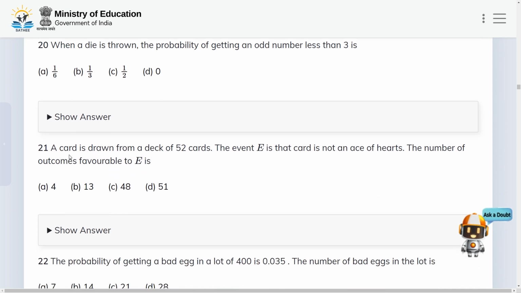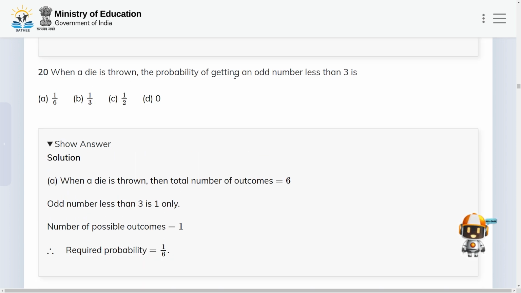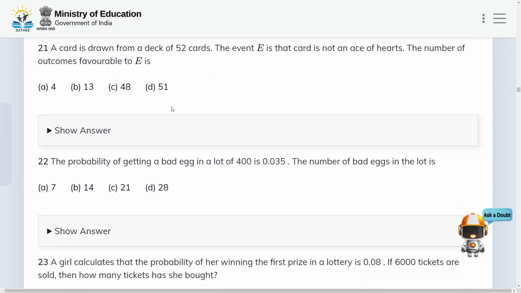So in next problem, here when a die is thrown, the probability of getting an odd number less than 3 is what? So we know when a die is thrown, then total number of outcomes is equal to 6. And the odd number less than 3 is 1 only here. So number of possible outcomes is 1. So therefore required probability is equal to 1 by 6. So the probability of getting an odd number less than 3 is equal to 1 by 6, and here the correct answer is option number A. And now let us see question number 21.